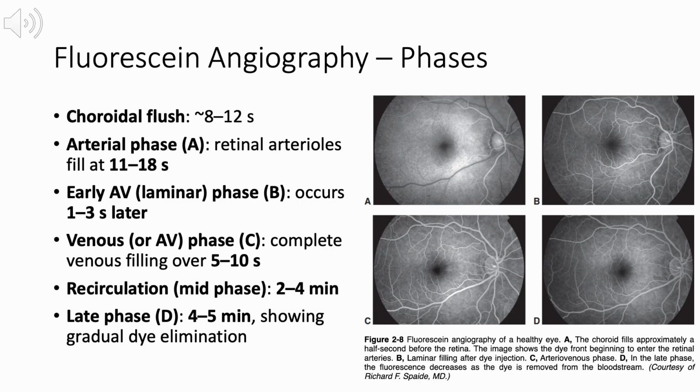The venous or complete arteriovenous phase follows, characterized by full venous filling over the next 5 to 10 seconds, seen in Figure C. As circulation continues, the study enters the recirculation, or mid-phase, which occurs approximately 2 to 4 minutes after injection. During this phase, dye remains within the retinal vasculature, but begins to gradually diminish. Finally, the late phase occurs around 4 to 5 minutes after injection, and is marked by progressive elimination of fluorescein from the bloodstream, with an overall decrease in vascular fluorescence, as shown in Figure D.